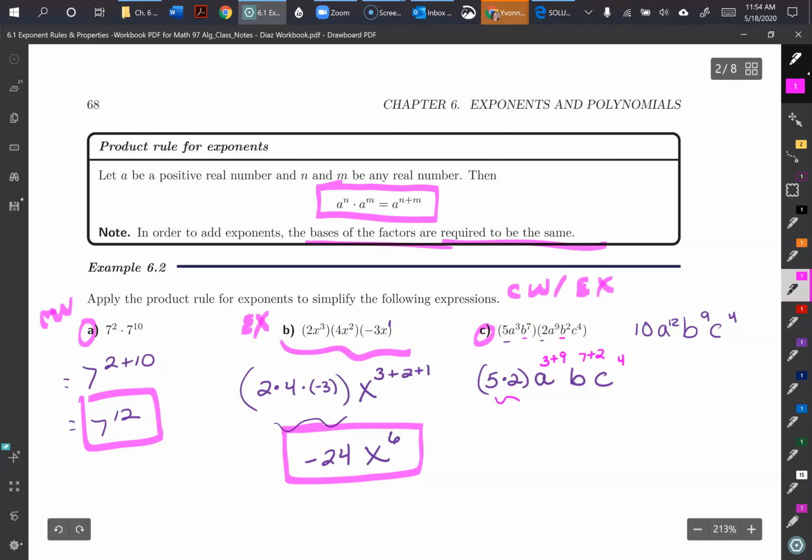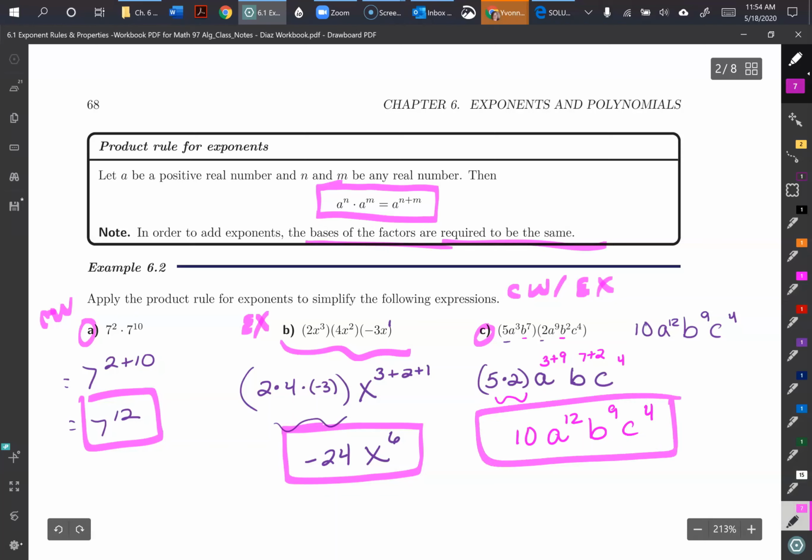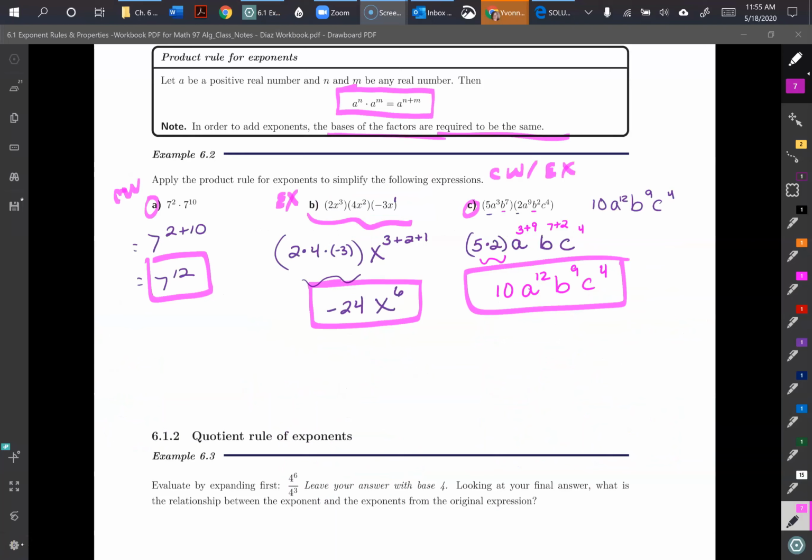So now we have 10 times A to the 12th. Just add those exponents. B to the 9th, C to the 4th. And there we have it. And again, that is called the product rule for exponents. Now we're going to look at the quotient rule for exponents.